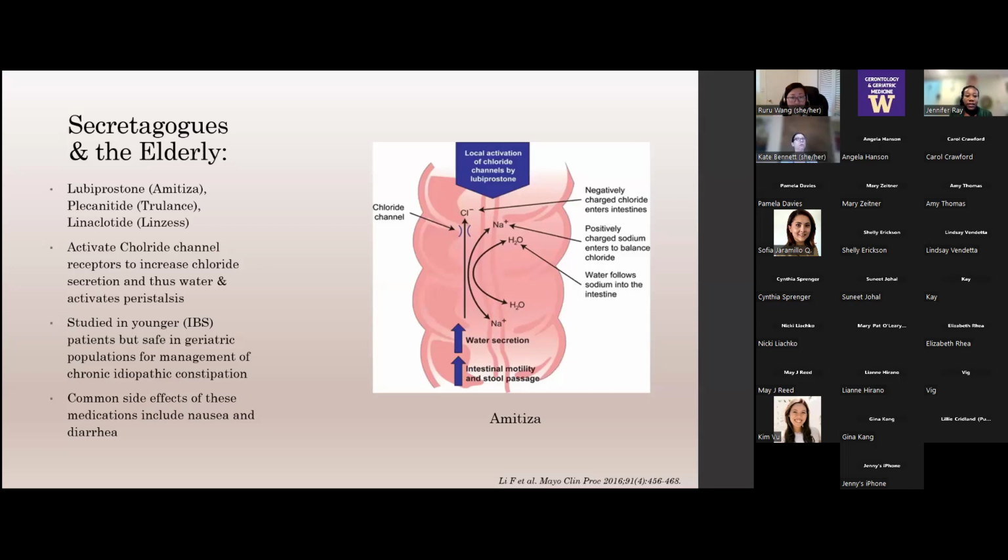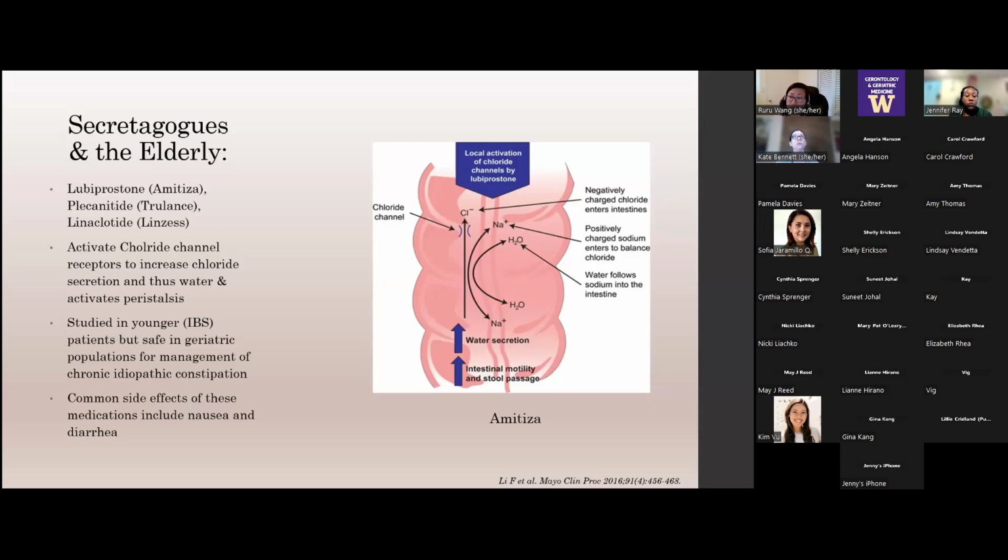So, secretagogues in the elderly. For those who did not know what these drugs are, the drugs listed here are lubiprostone or Amitiza, plecanatide or Trulance, and linaclotide or Linzess. Another drug I didn't put on here is Motegrity or prucalopride. These are all medications designed to help increase peristalsis, primarily in the colon.